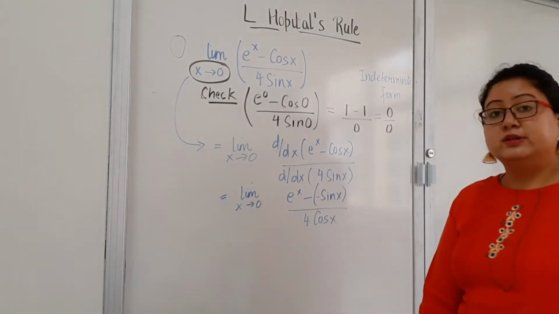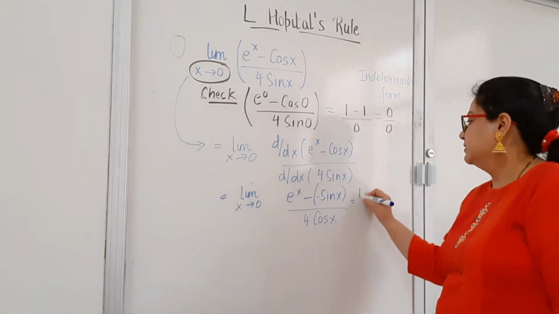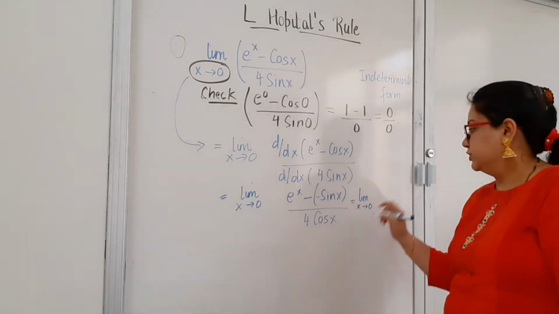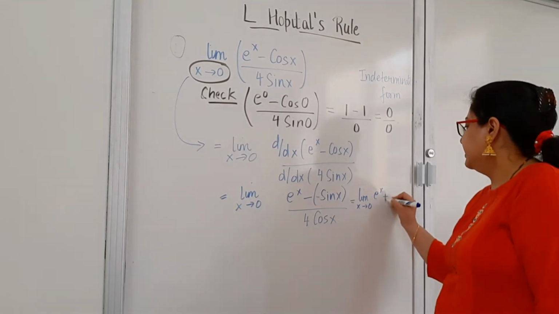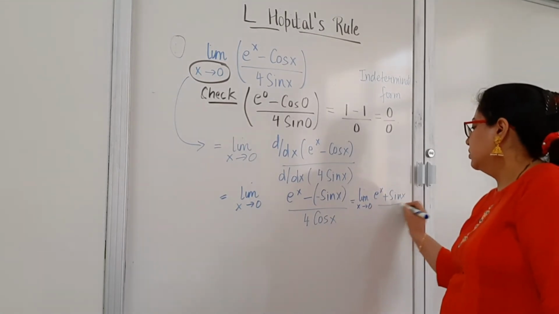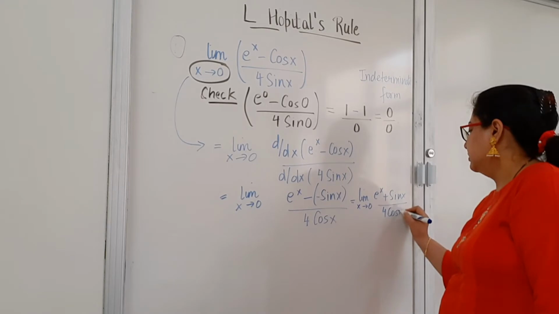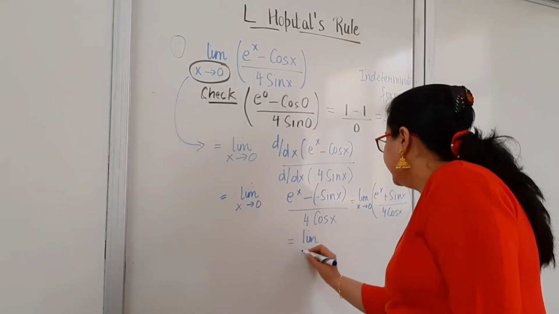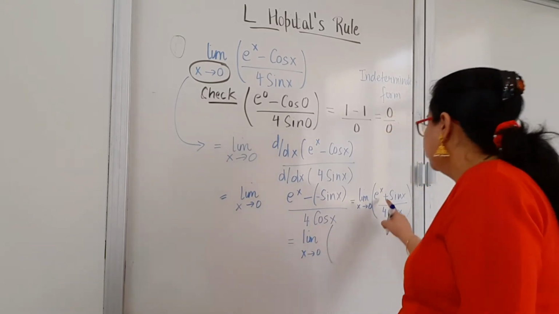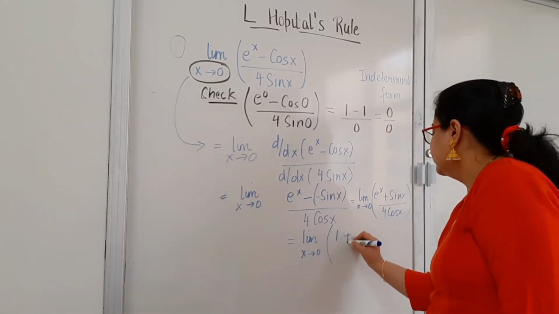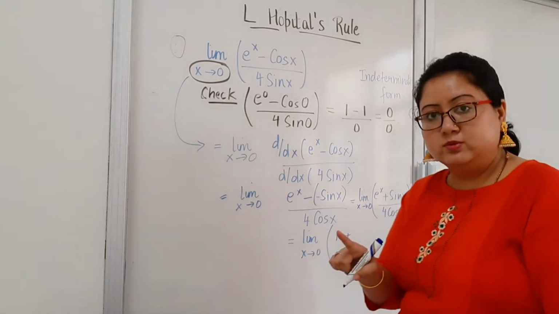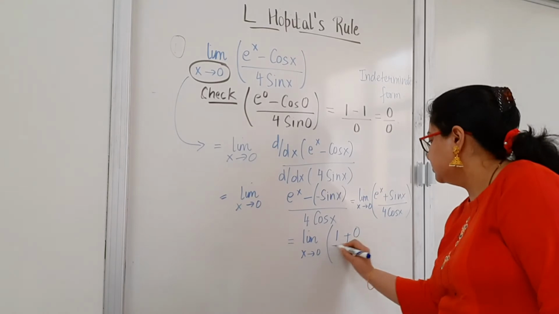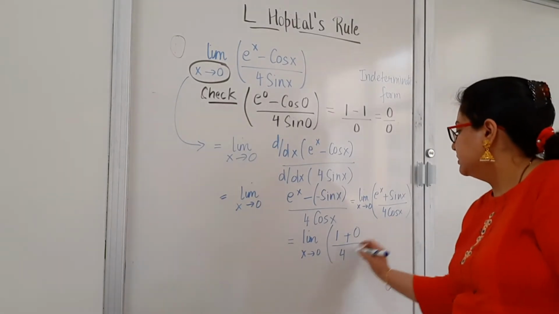Now it is no longer in indeterminate form, and you can check that. So we will just do direct substitution of the limit x approaching 0. This is e to the power x plus sin x over 4 cos x. So let's simplify. The limit x going to 0 comes out to be e to the power 0, which is 1, plus sin 0, which is 0. Now it is no longer an indeterminate form, remember. So I can substitute 0 and then 4 times cos of 0.